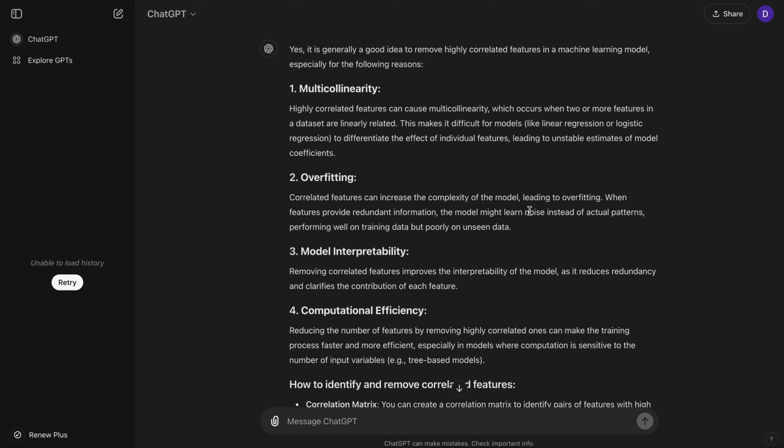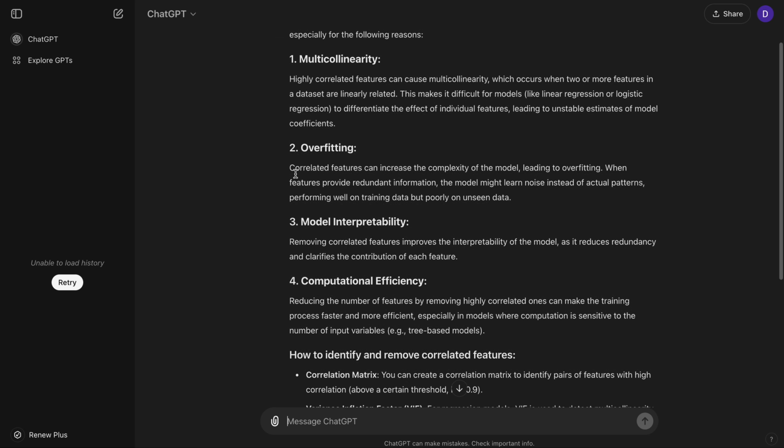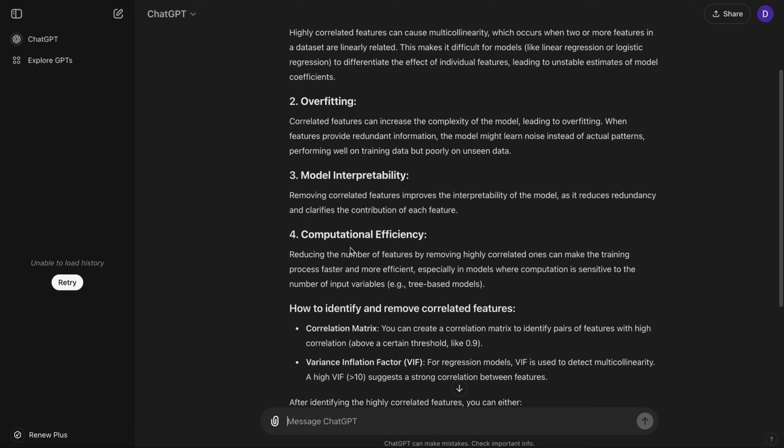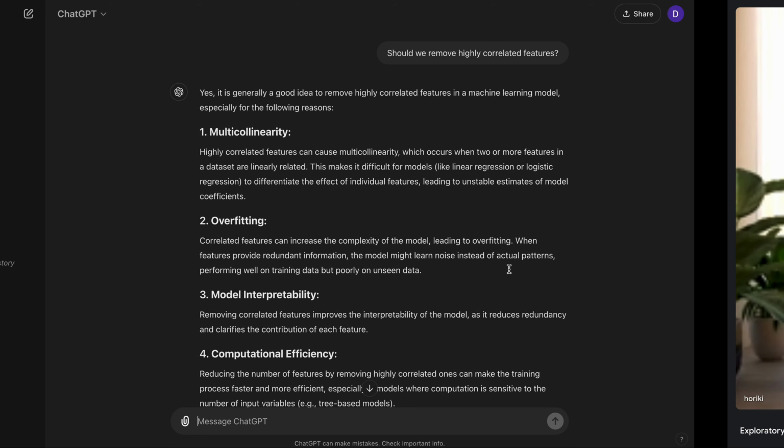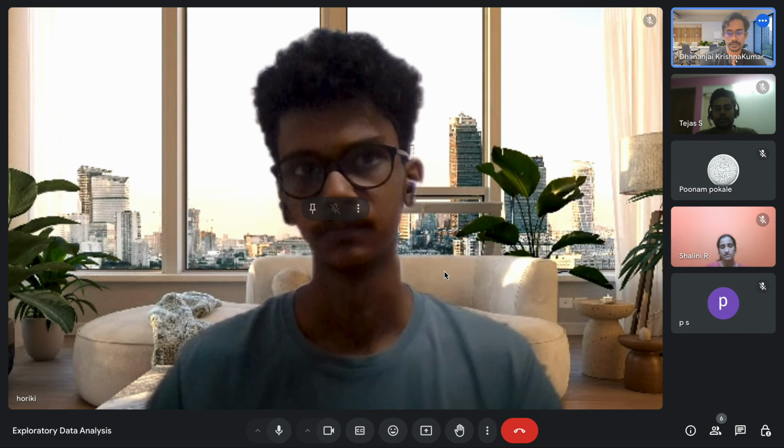So it explains issues regarding that. It can lead to unstable estimates of model coefficients, and since the weights would be similar in two features, that can lead to overfitting. And if there are so many features, that will cause more computation. So in that case, it's better to remove these features.